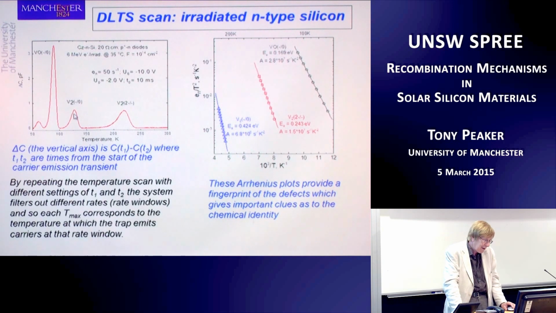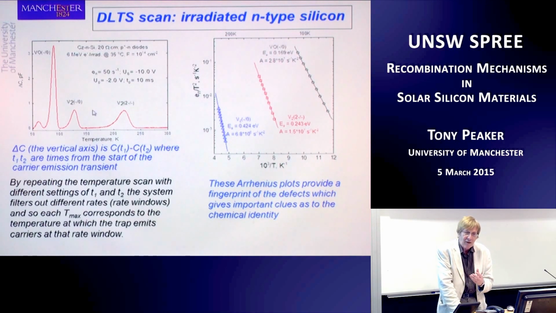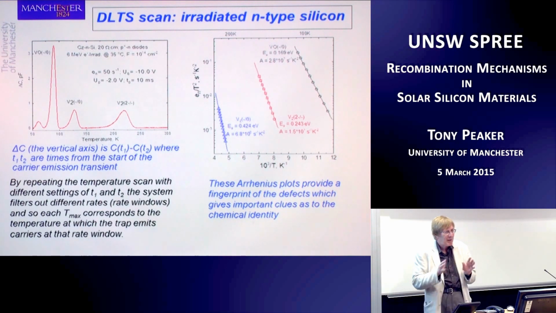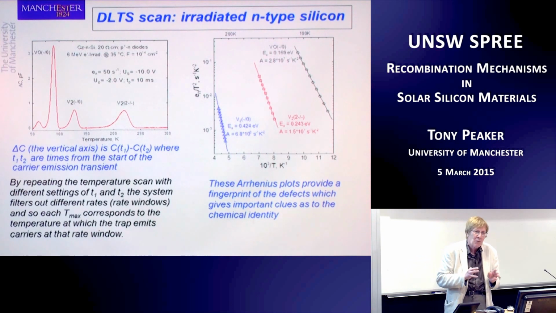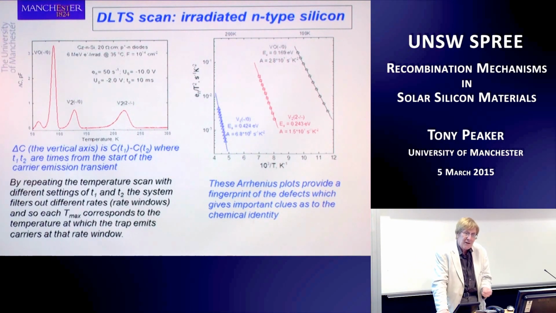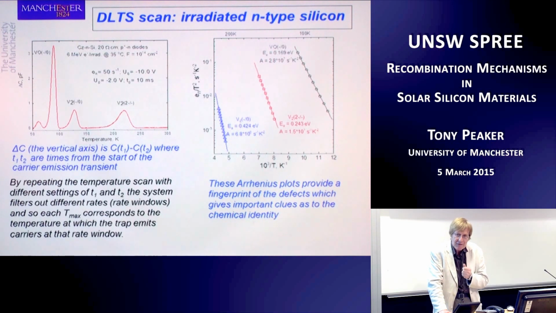And in an ideal world, of course, you would have exactly the same peak height, which is a measure of the concentration. And this is really the wonderful thing about DLTS that separates it out from lifetime measurements, that separates it out from photoluminescence, that you can get an absolute concentration of the specific defect that you're looking at.